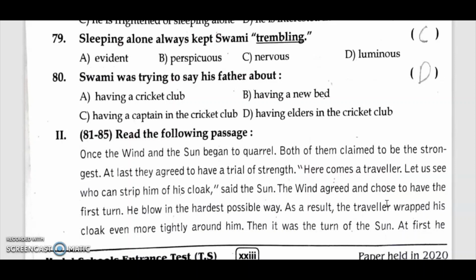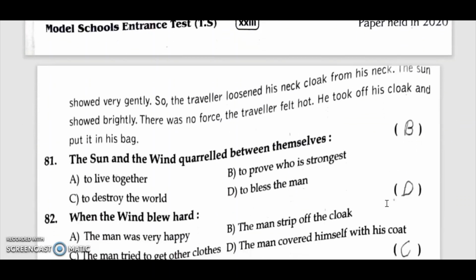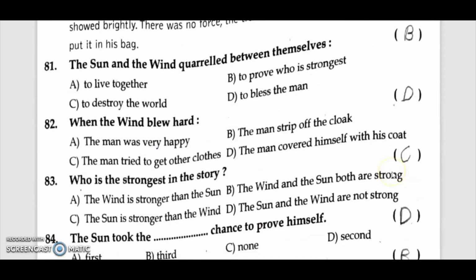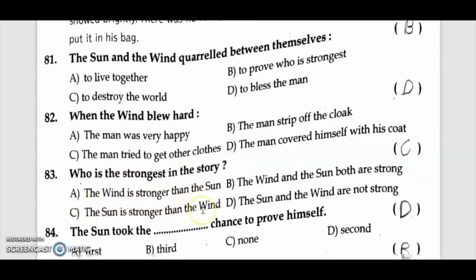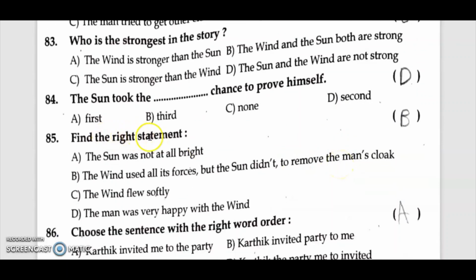Once the wind and the sun began to quarrel, I think most of you know the story. According to it, the sun and the wind quarreled to prove who is the strongest. The wind blew, and the man covered himself with his coat. Who is the strongest in the story? Here the correct answer is the sun is stronger than the wind. The sun took the second chance to prove himself. Find the right statement. The wind used all his force, but the sun didn't remove them. So B is the correct answer here.